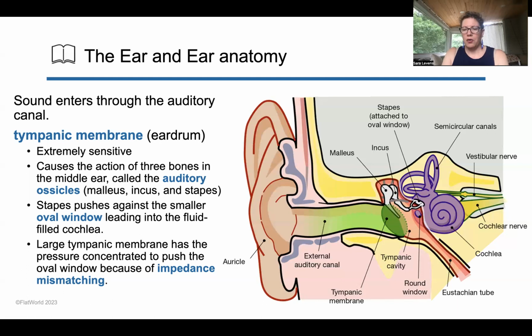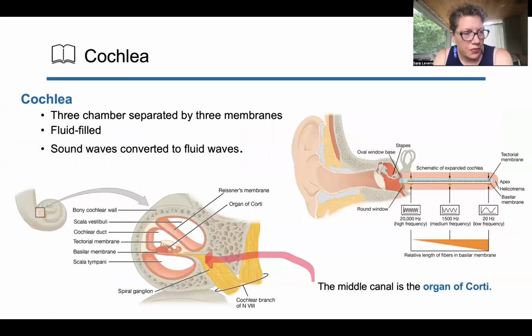All righty. So now all the sound has been compressed into this oval window that connects with the cochlea. So what does the cochlea do? The cochlea, you can see here, this is the whole cochlea, and it winds around. This is a section of what the inside of this wound-around, snail shape looks like.